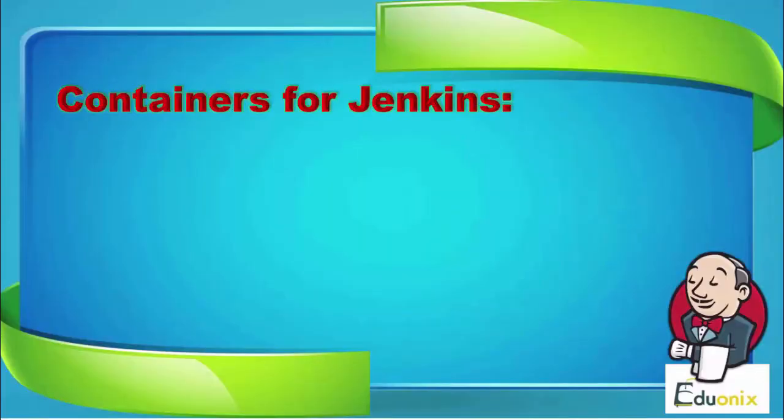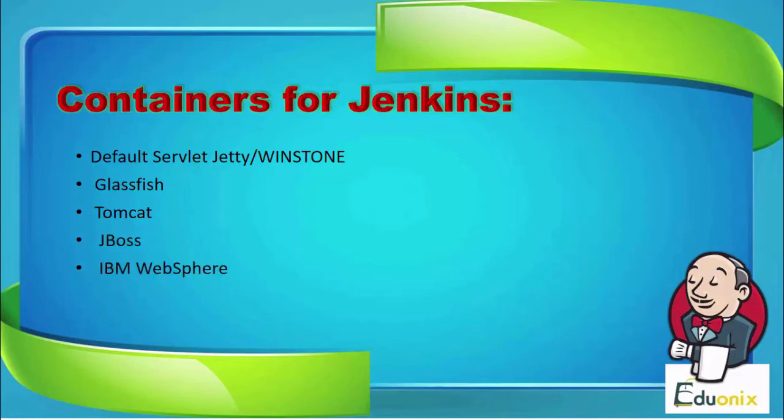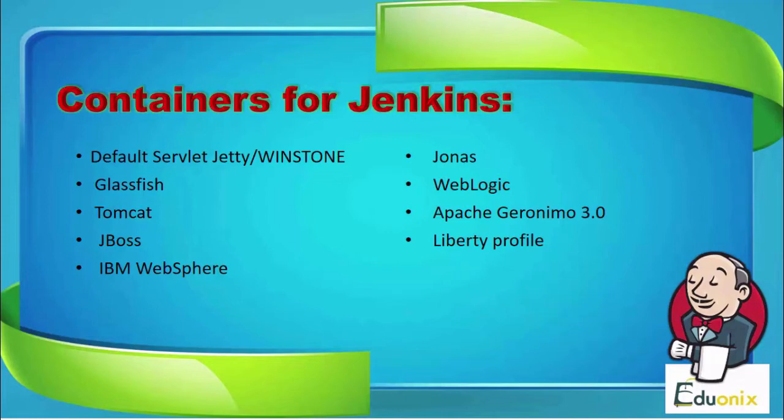Now if I talk about the containers compatible with Jenkins, or on which Jenkins can be configured, the default container we have with Jenkins is Servlet Jetty, or we get Winstone. The other containers we generally use in industry are GlassFish, Tomcat, JBoss, IBM WebSphere, Jonas, WebLogic, Apache, and Liberty Profile. So these are the multiple containers which we can integrate with Jenkins. Jenkins can be created on these containers and deployed. So let us see how we are going to use these containers.